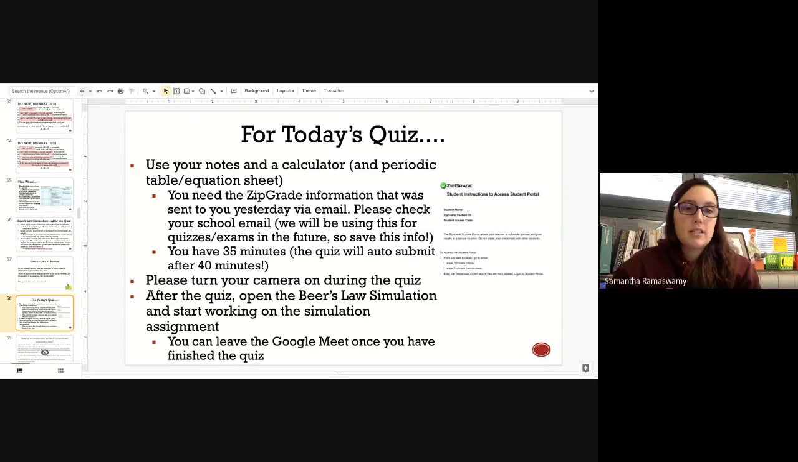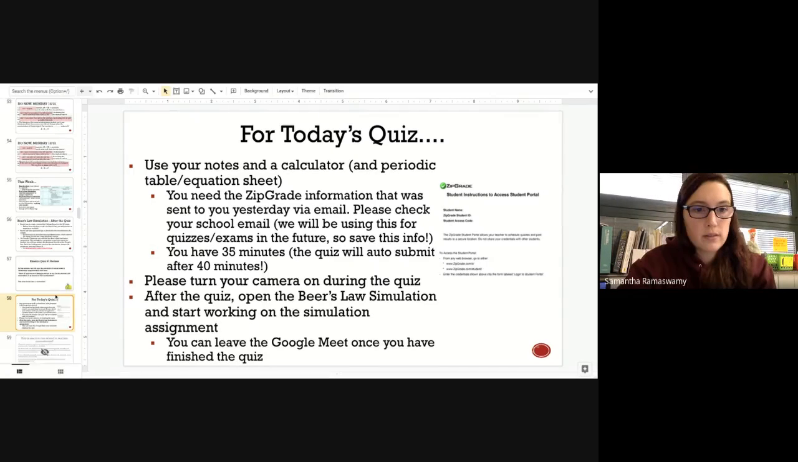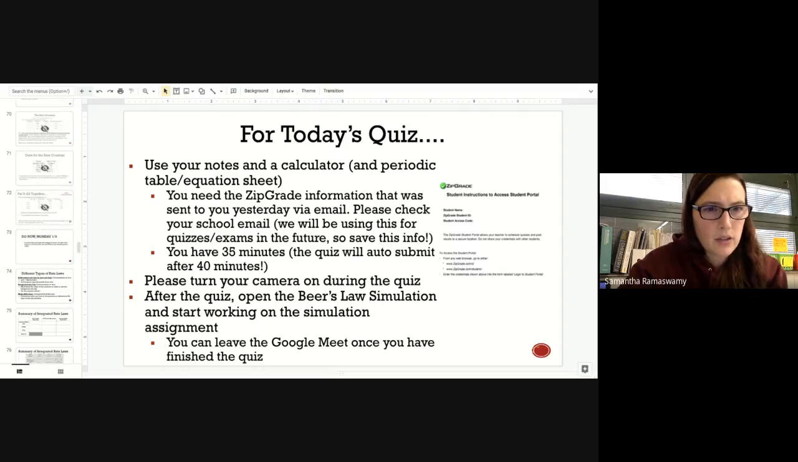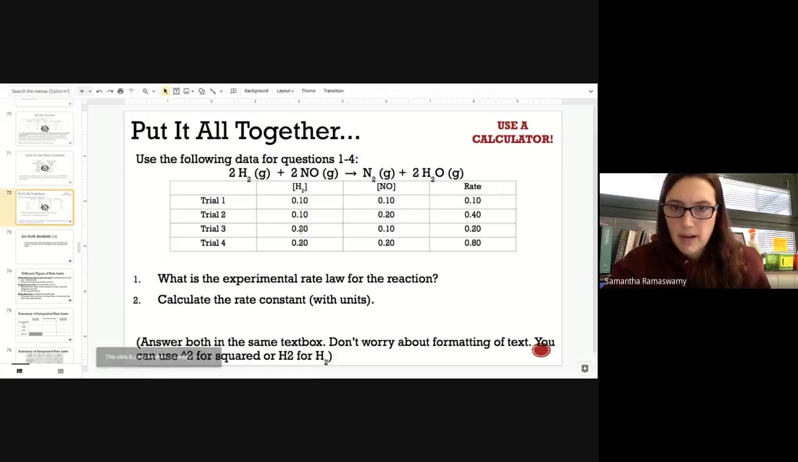So solve for the rate constant. Let me go back to, let me actually look at this slide right here.